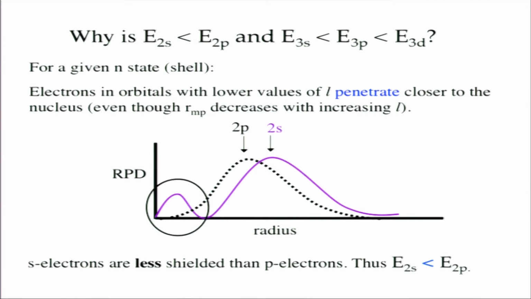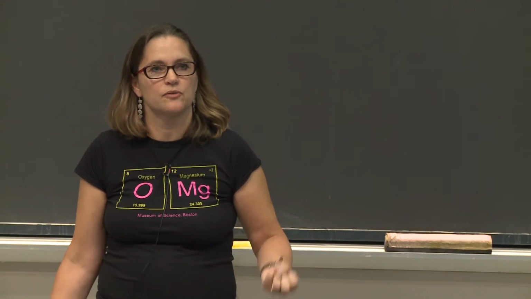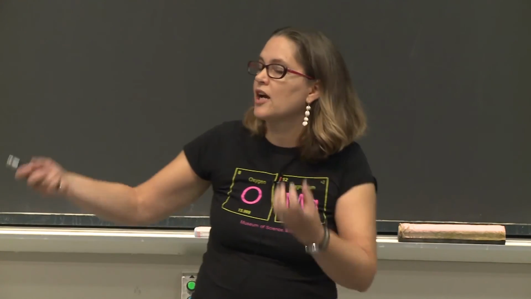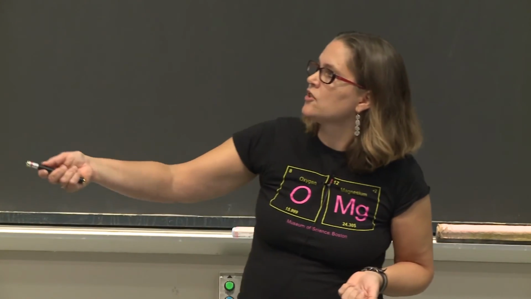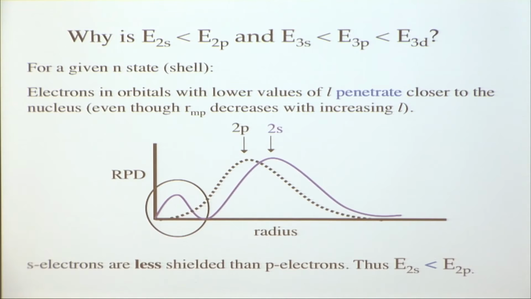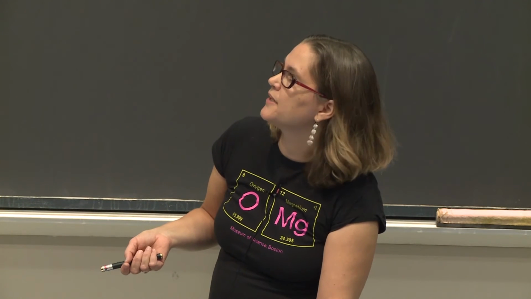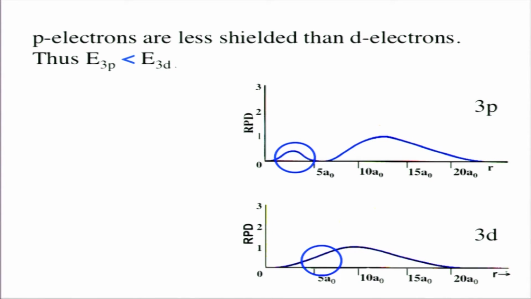So there's less shielding for the s orbitals than for the p orbitals, and as a result of that, with less shielding, because their probability is that they're closer, that they're bound more tightly, you have this lower energy. So that explains this energy difference. So we can look at this now for the 3 system again, for n equals 3.